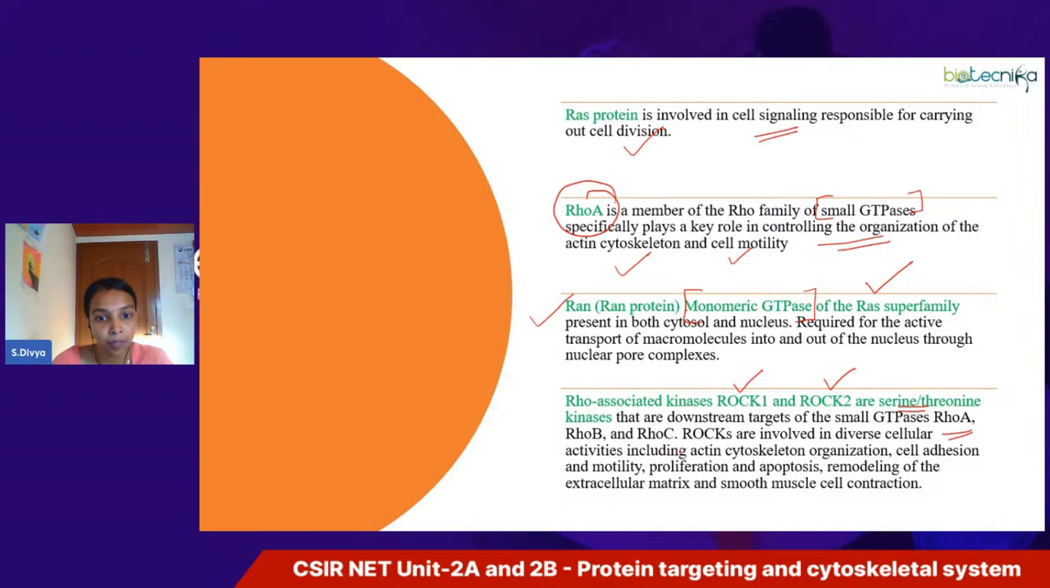So ROCKs are involved in diverse activities, not only in actin cytoskeleton organization, but also in cell adhesion, motility, proliferation and apoptosis, remodeling of the extracellular matrix, as well as smooth muscle contraction. The major function of Rho protein is organizing the actin cytoskeleton. Apart from that, it has all these other functions. I hope the things are clear.